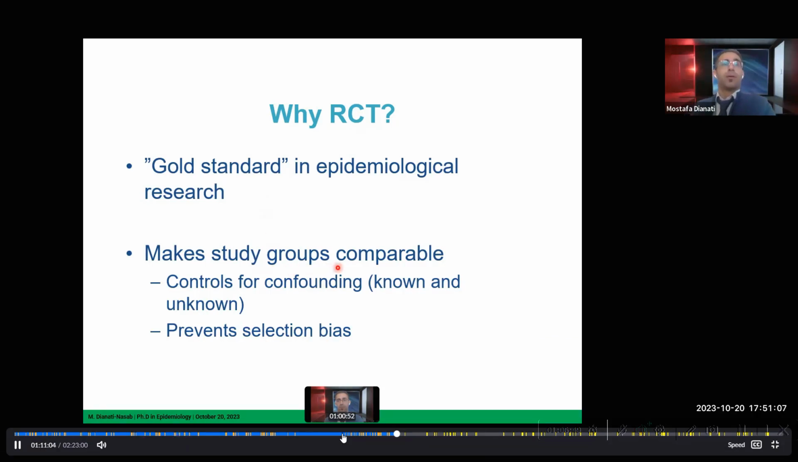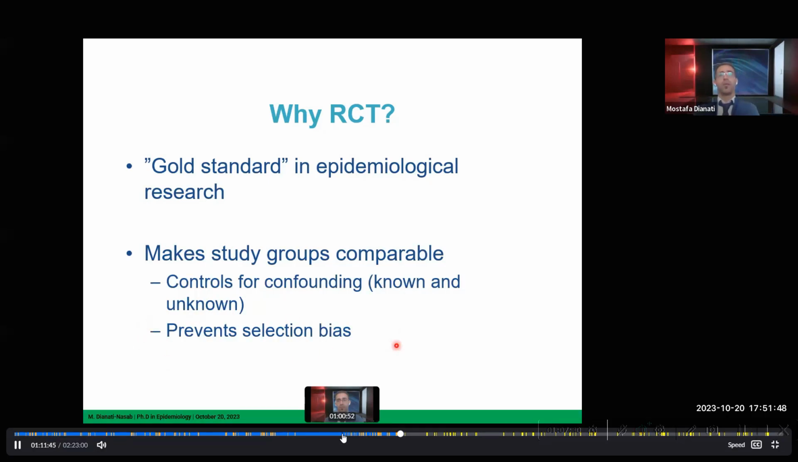This makes study groups comparable and controls for confounding also, because when you are randomly assigning people to different groups, by nature we are controlling confounding because we are not aware if the participants' behaviors are the same or not. They are randomly assigned to different groups, and we suppose that all the confounders are equally distributed in both arms of the study. Okay? And when you are doing randomization, this can prevent selection bias.